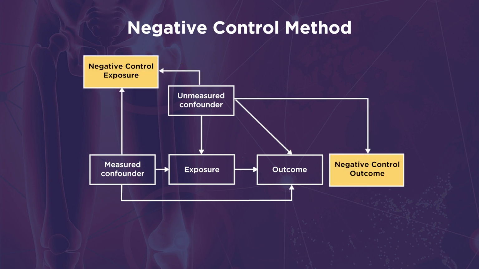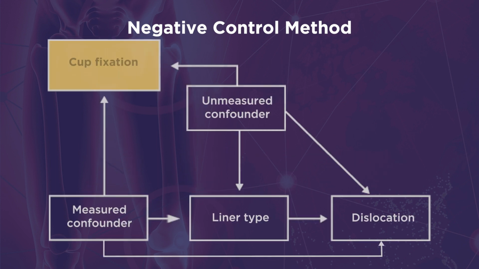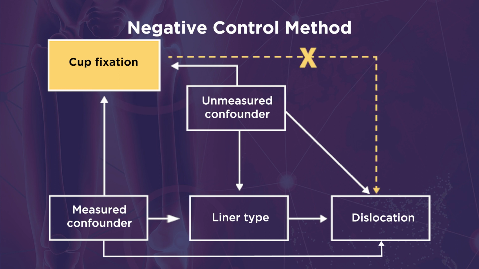Here, if we observe an association between a variable not causally related to the outcome of interest, known as negative control exposure, and the study outcome, we establish residual confounding and evaluate different adjustments. For example, the presence of association between dislocation, the outcome, and cup fixation, the negative control exposure, would indicate residual confounding that needs to be accounted for in the analysis. This is because typically there is no causal relationship between cup fixation and dislocation.